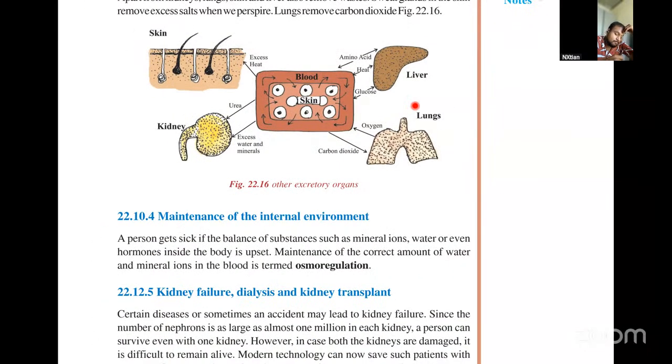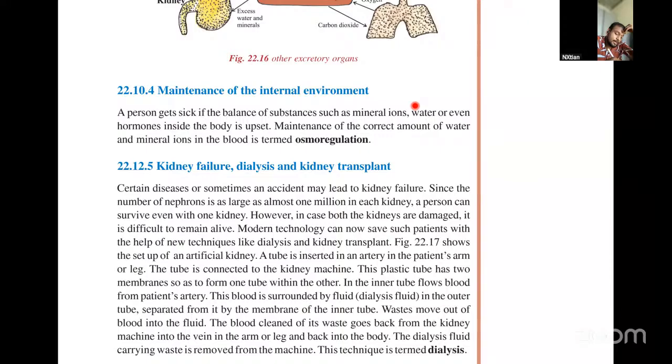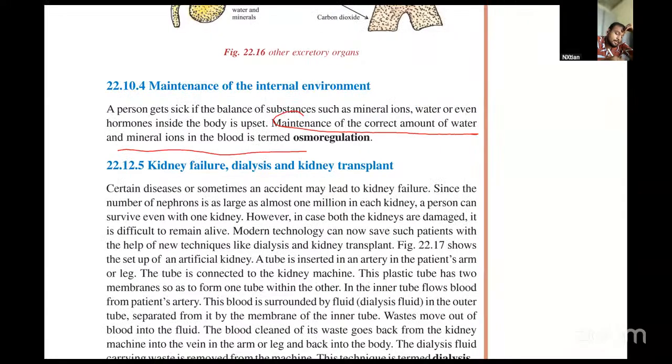Okay, so maintenance of the correct amount of water and mineral ions in the blood is called osmoregulation. The word osmo means water. Regulation means maintenance. So if there is osmoregulation, it means that the water balance is maintained by the body. For example, if you drink excess water, then through the process of osmoregulation, the excess water will come out.